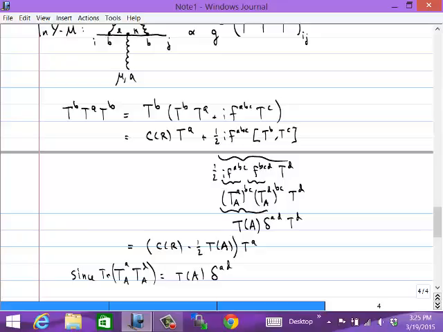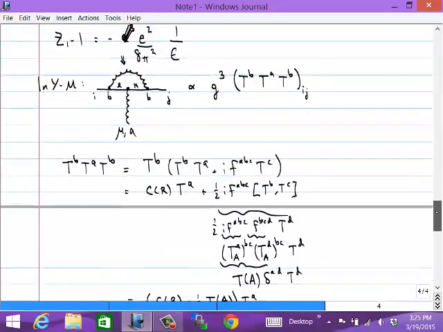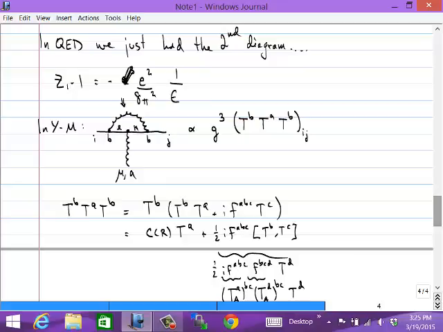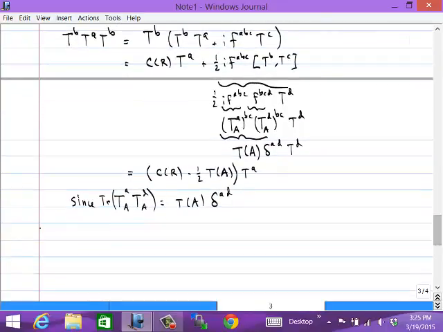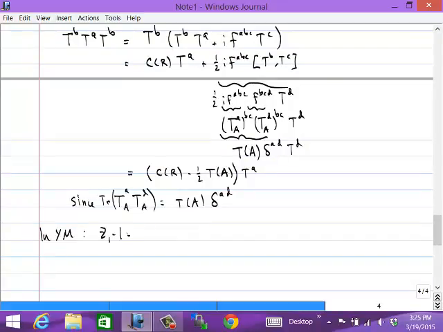Okay, so what do we see? We see that in Yang-Mills theory, when you calculate Z1, you just get the same answer that you did in QED. All of the spinor indices and stuff like that are exactly the same, except that e squared gets replaced by the coupling constant squared, divided by 8 pi squared, times this particular combination of data that depends both on the gauge group and the representation.